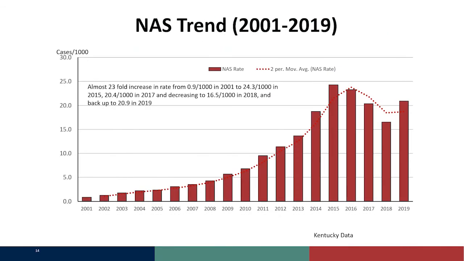So this is the rate of NAS, meaning the number of cases per 1,000 live births. In 2001, it was less than 1 per 1,000. And then it increased to 24.3 per 1,000 in 2015, and then dropped to 20.4 per 1,000 in 2017, and decreased in 2018. But it's back up to 20.9 per 1,000 in 2019.